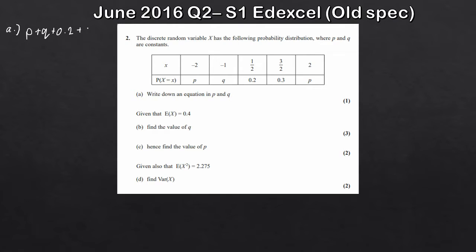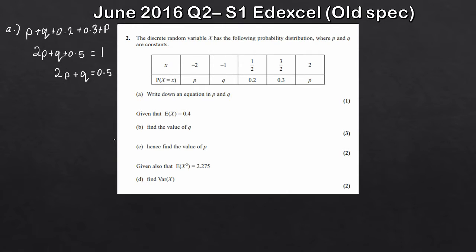plus 0.3 plus p. And simplifying, that would be 2p plus q plus 0.2. In fact, add 0.2 to 0.3, so that would be 0.5. And we know this should be equal to 1. So therefore we can subtract across, so 2p plus q is equal to 0.5, or a half. Okay, and that's simply an equation in p and q. You don't need to do anything else, it's as easy as that, and that's why it's just 1 mark.